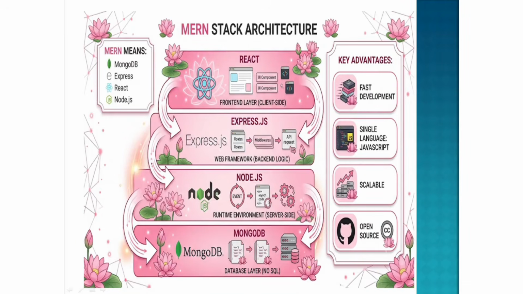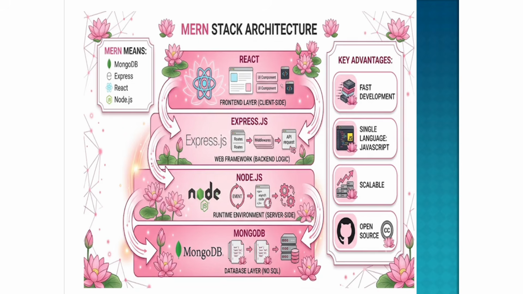So in this slide, now let's focus on the MERN stack. MERN is one of the popular JavaScript-based full stack technologies. MERN stands for MongoDB, Express.js, React, and Node.js. React is used for creating the front-end user interface. Express.js is used as the back-end web framework. Node.js provides the server-side runtime environment. And MongoDB is used for the database.